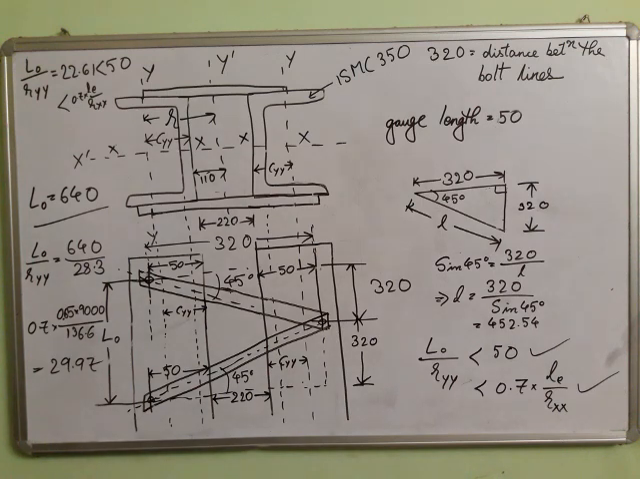After that, we'll go into the calculation of the width and the thickness of the lacings. If you want to calculate the thickness of the lacing, it should be minimum 1/40 times the length of the single lacing. That means thickness is 1/40 times the length of the single lacing. I will tell you the clause in which it is there, but you should write it down.